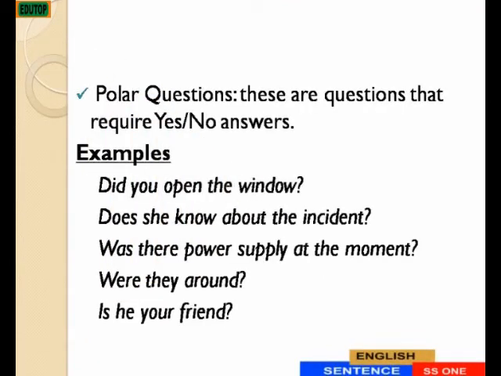The second type of question we have is polar questions. Polar questions are questions that require yes or no answers. Examples: did you open the window? Does she know about the incident? Was there power supply at the moment? Were they around? Is it your friend? All these questions require yes or no answers.